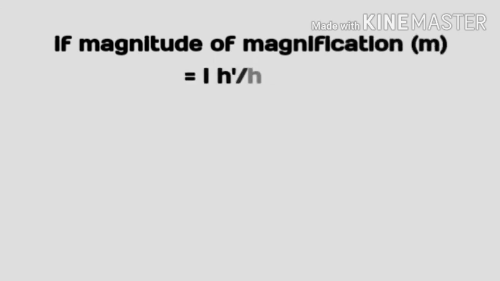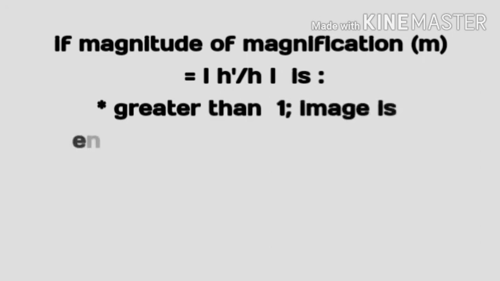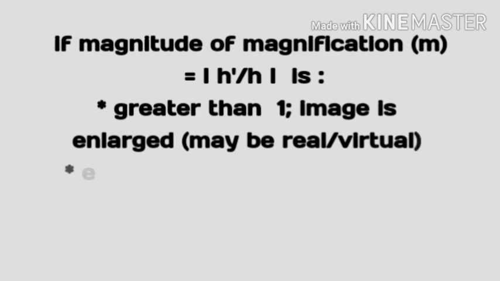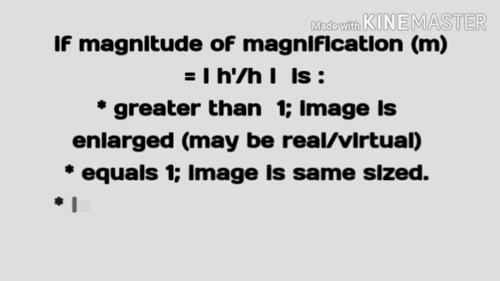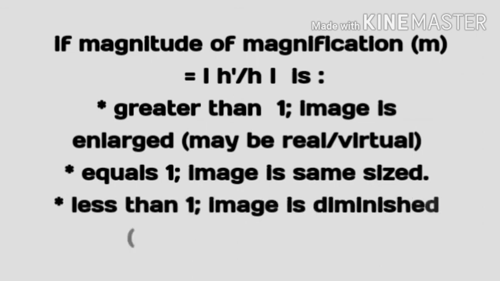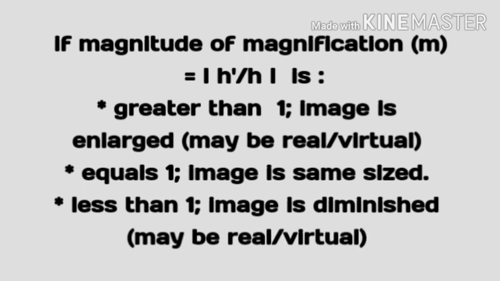Also, the magnitude of magnification, that means we are considering only the value, not the sign. If the magnitude of magnification is greater than 1, then that is an enlarged image. If the magnitude of magnification is equal to 1, then that is a same sized image. And if the magnification is less than 1, then that is a diminished image.